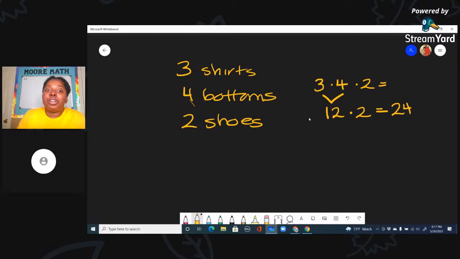For every 3 shirts, there's 4 bottoms that go with it. So we have to multiply by 4. And then for all of these combinations, there's 2 shoes for each of these combinations. So that's why we're able to multiply them all together and still get the same answer without going through that whole list. Now, do you remember if your teacher taught you that you could just multiply it all together, or do they want you to list it all?